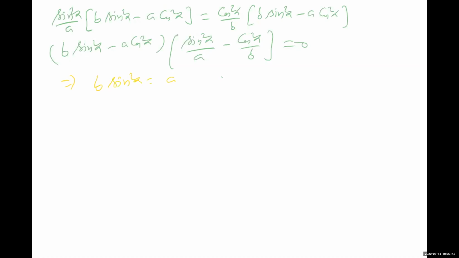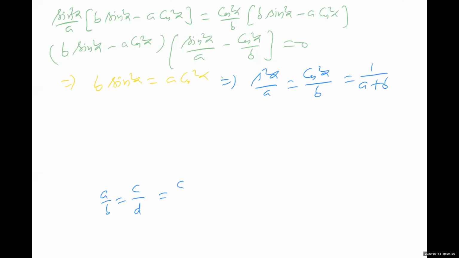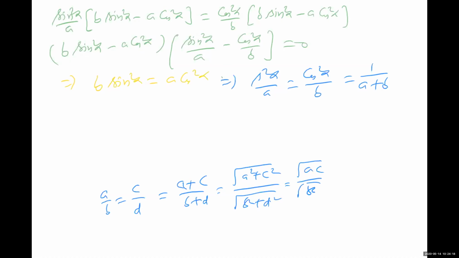upon a plus b. Laws of ratios and proportions, that is a upon b is equal to c upon d. This will be equal to a plus c upon b plus d. This will be equal to under root of a square plus c square upon under root of b square plus d square, and this will also be equal to under root of ac upon under root of bd, or simply ac upon bd. These are all things that come under laws of ratios and proportions. So here this I am not using, I am using only this simple concept. By taking lambda, you can prove all these results.